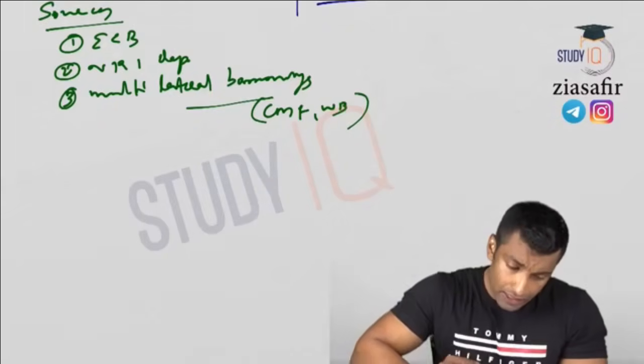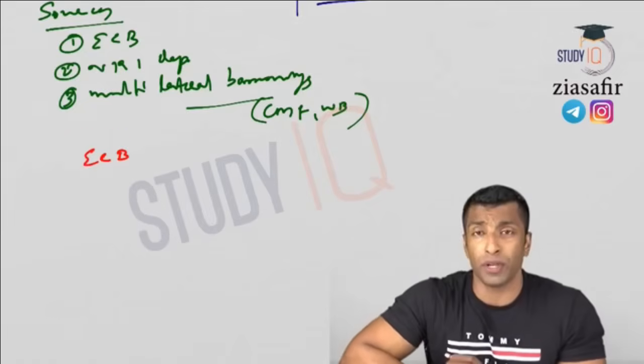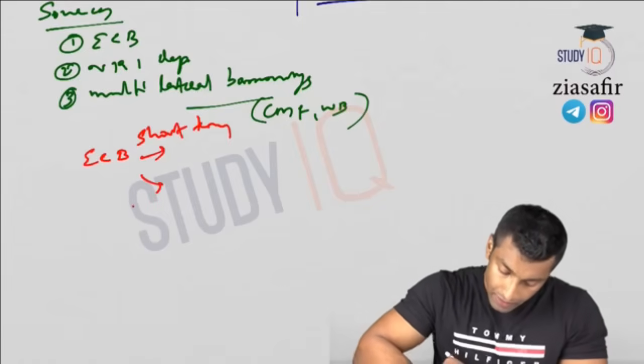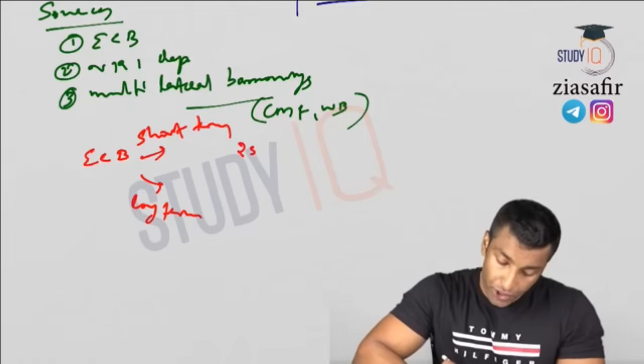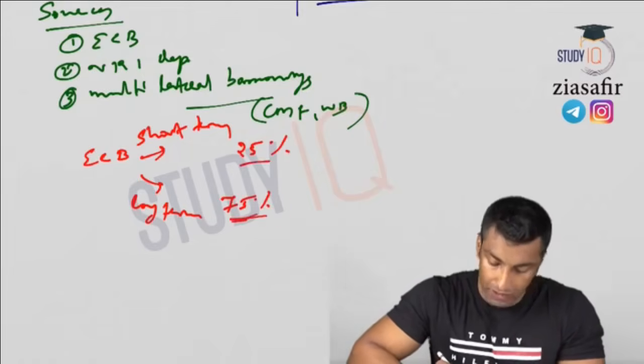Now let's quickly talk about ECB. We have already discussed ECB. These are private borrowings, okay? Now in this, it can be short term, it can be long term. All these we have discussed. So short term is around 25% and long term is around 75%.